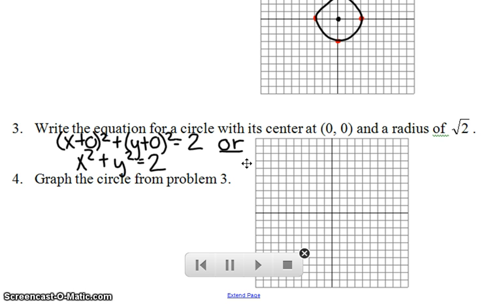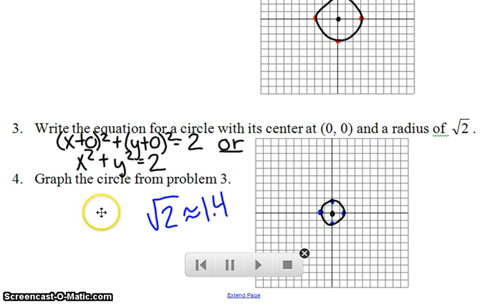Now we have to graph the circle from the last one that we just did. So we have our center 0, 0. Now we had to think square root of 2. So if you have to, in your calculator, square root of 2 is going to equal about 1.4. So go 1.4 up, right, down, and left. Let's go counterclockwise this time. And let's play connect the dots. And there we go. There is your circle.